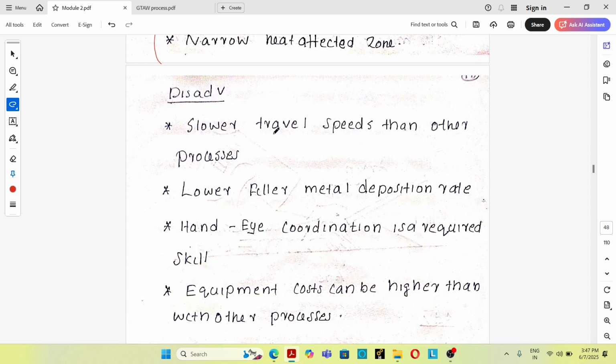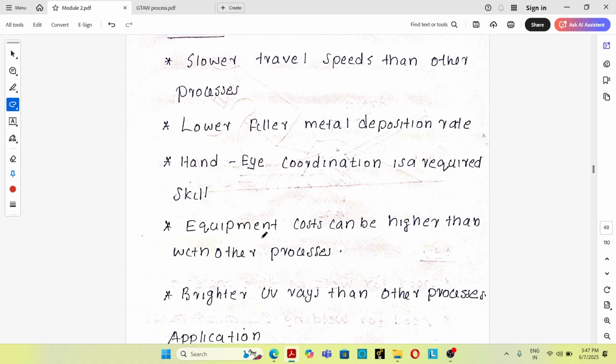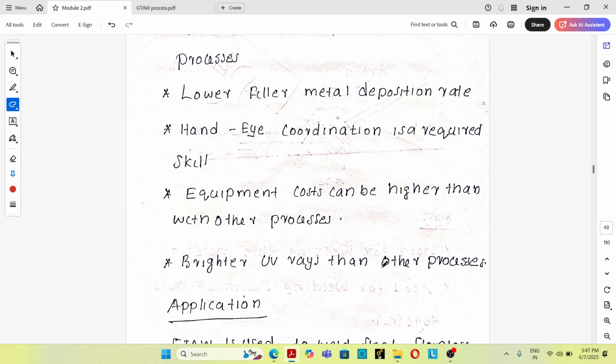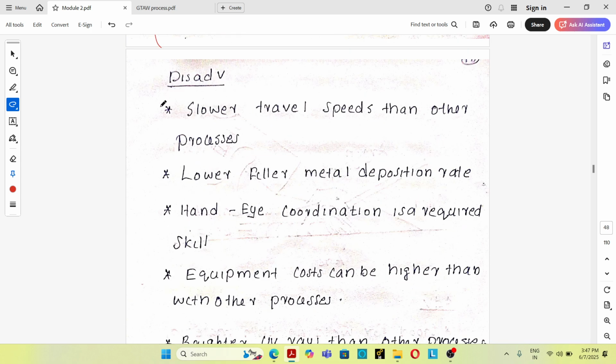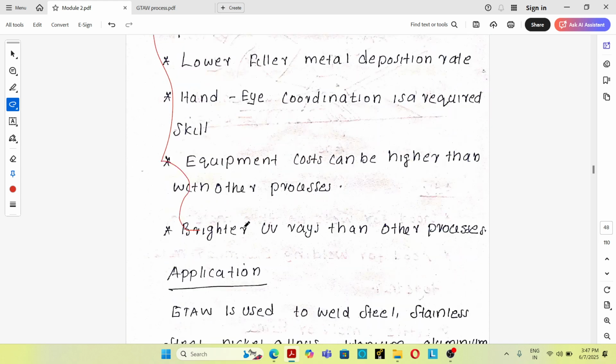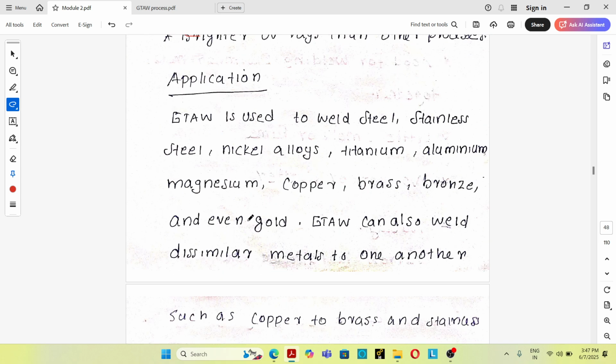Disadvantages: slower travel speed than other processes, lower filler metal deposition rate, hand-eye coordination and skill are required. Equipment cost can be higher than other processes. Brighter UV rays than other processes. So these are the disadvantages of the GTAW process or TIG welding process.